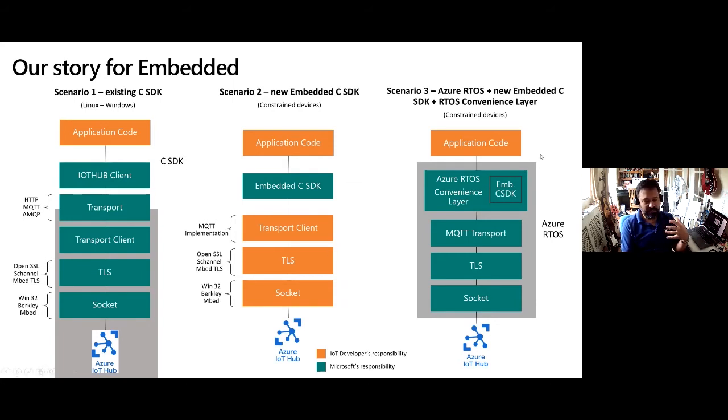The latest thing that we've announced is specifically in Azure RTOS, we've embedded that SDK with what's called a convenience layer. So it really is very efficient in terms of its footprint and size, and this is the best way to connect to the internet securely for these constrained devices.